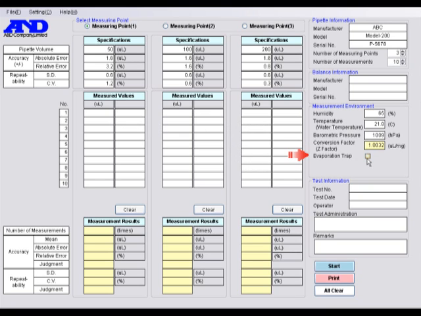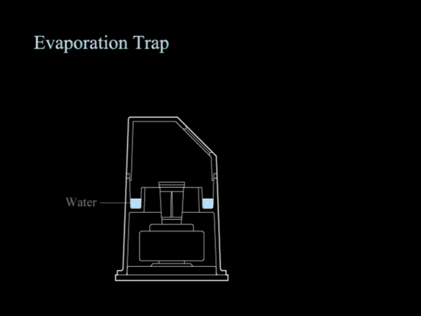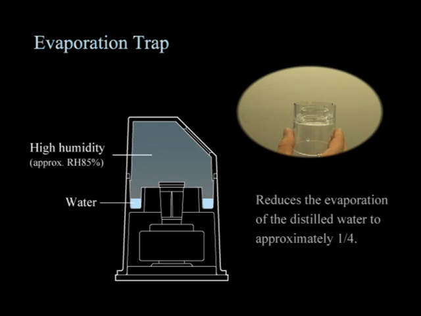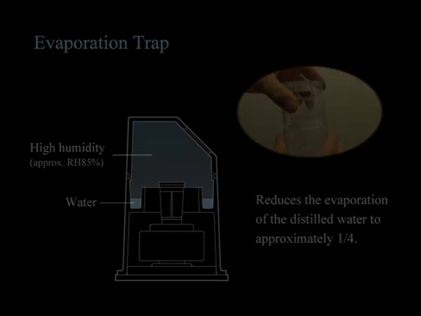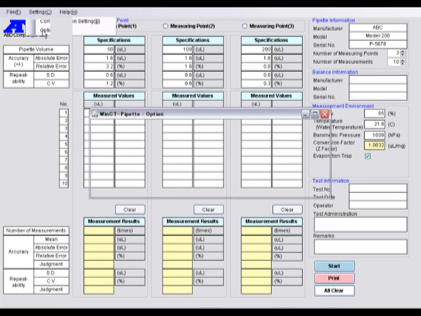Select this box if you use an evaporation trap, which comes standard with the pipette accuracy testers. One of the difficulties in weighing a small quantity of liquid is controlling the environment to minimize errors due to evaporation. The evaporation trap maintains high humidity inside and reduces the evaporation of the distilled water to approximately 1/4. If you prefer, you can set a correction value for evaporation.